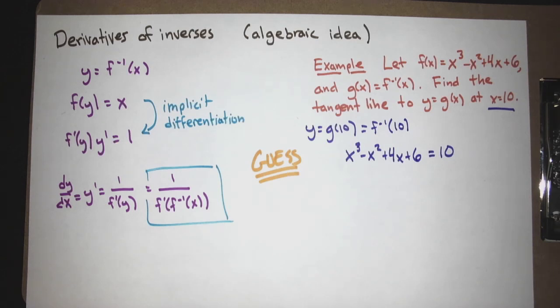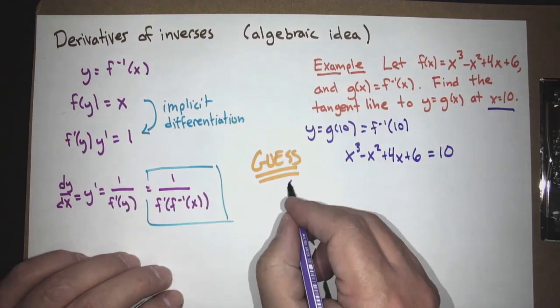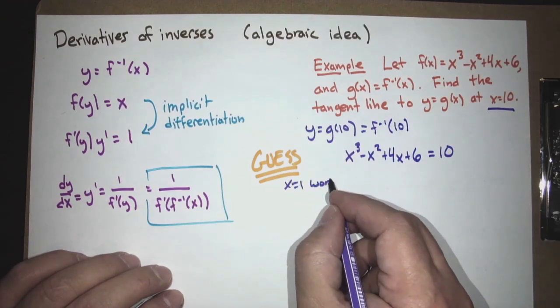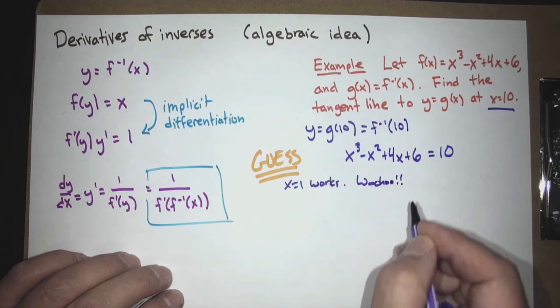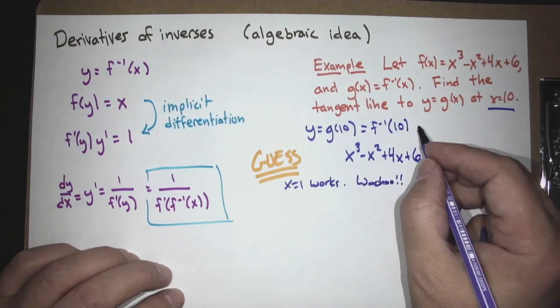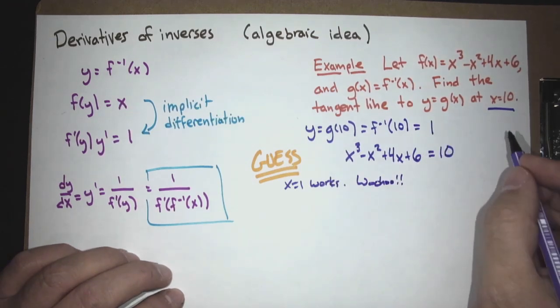And if those don't work, just keep in mind, we want things that can be possible. Does 0 work? 0 plus 0 plus 0 plus 6 is not 10. Does 1 work? 1 minus 1 plus 4 plus 6 is 10. Aha! We guessed. X equals 1 works. Woohoo! Now, you don't actually have to say the woohoo part out loud, but that's good news. So f inverse of 10 is 1.